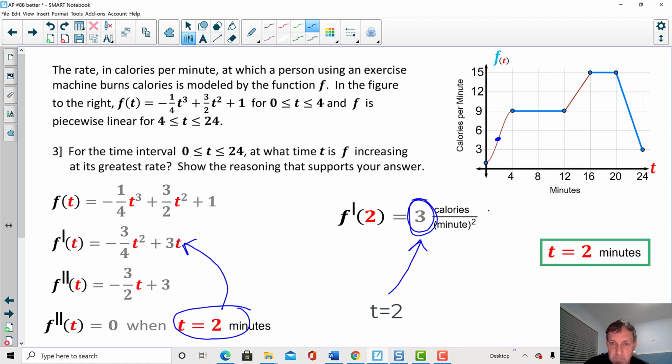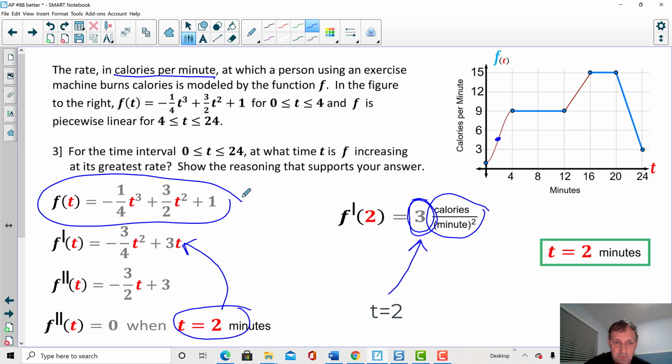Now let me talk real quick about the units. The units for your f function were calories per minute. It says it right here, calories per minute. So the derivative, which is our f prime, would have units of calories per minute squared. You get one more unit of time on the bottom. So just to clarify that part.